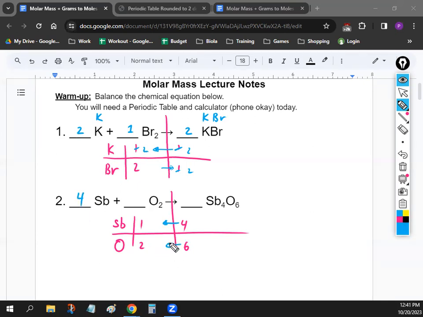And then we need to add more oxygen to the left side as well. So we add them 2 at a time. So that's going to be 4. That's going to be 6. So the coefficients will be 4, 3, 1.